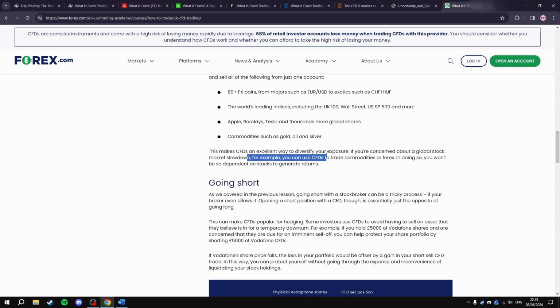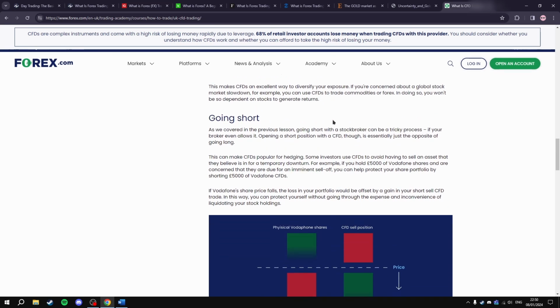This makes CFDs an excellent way to diversify your exposure. If you're concerned about a global stock market slowdown, for example, you can use CFDs to trade commodities or Forex. In doing so, you won't be so dependent on stocks to generate returns.